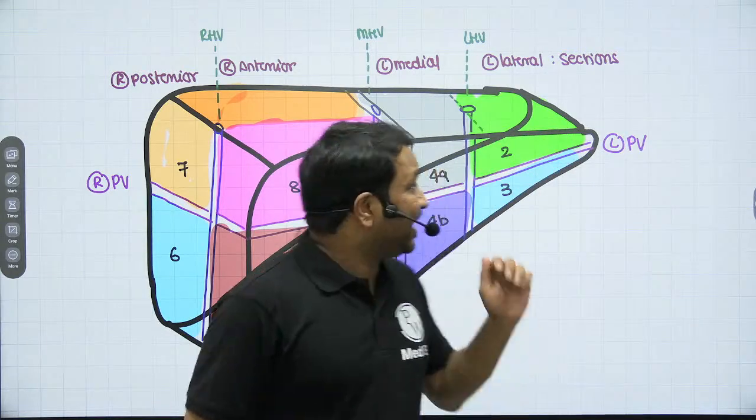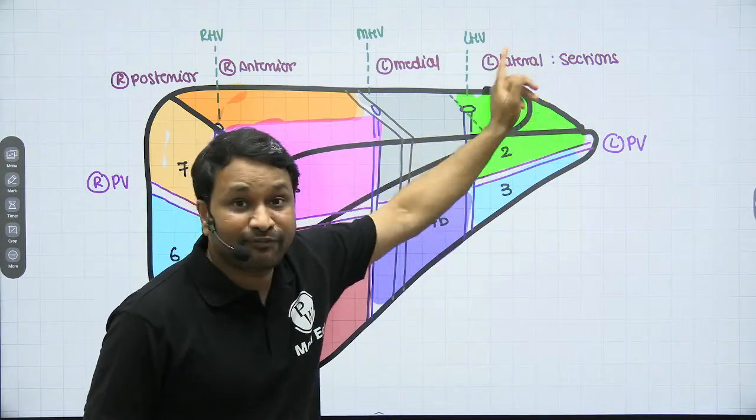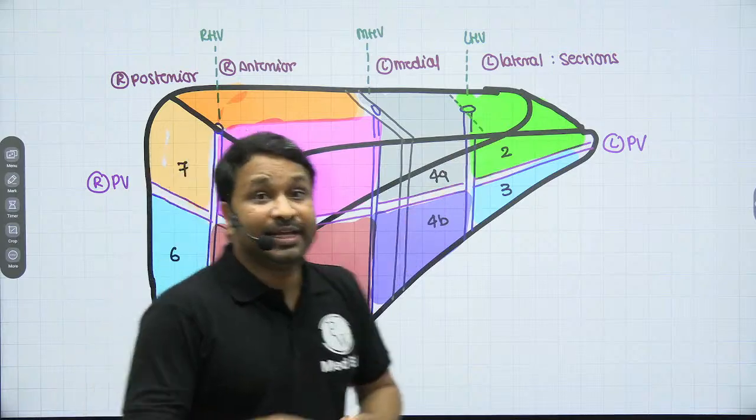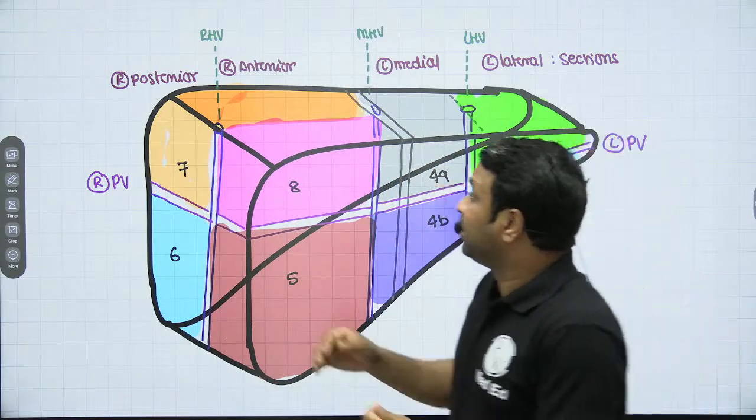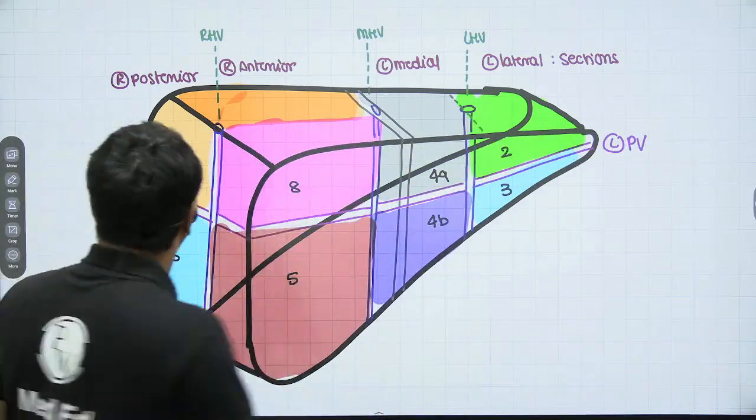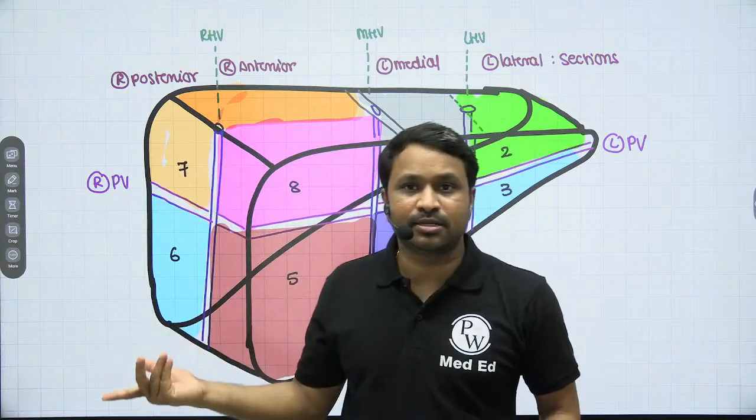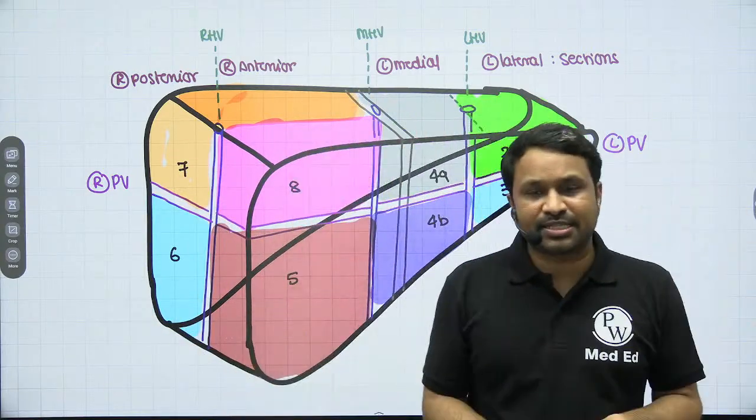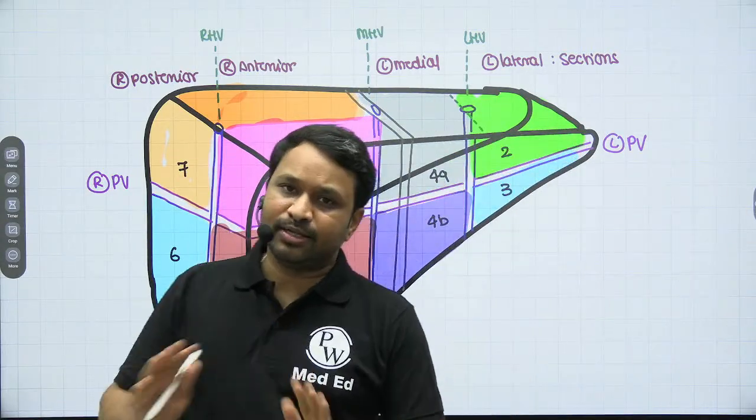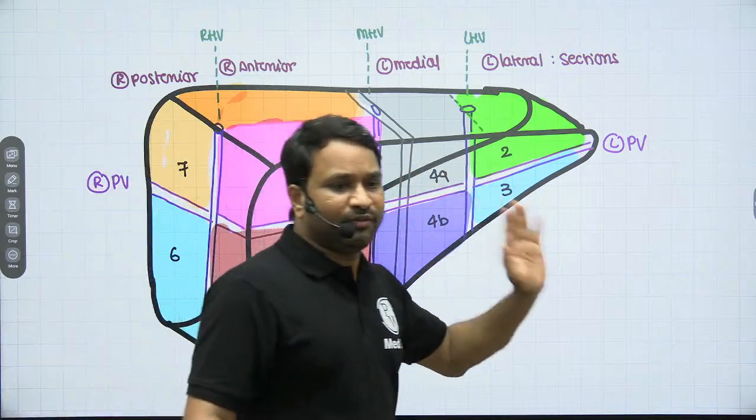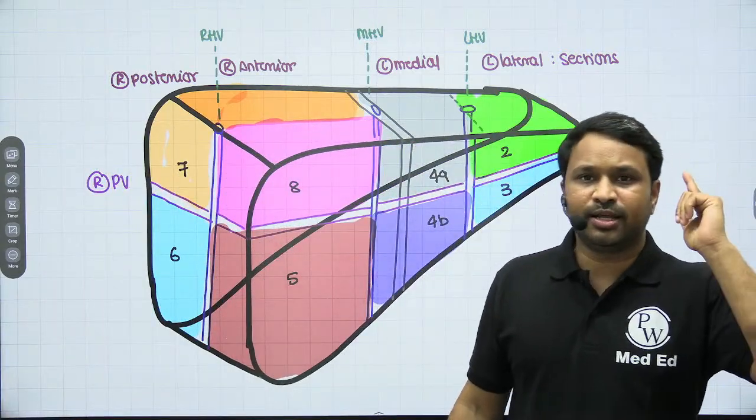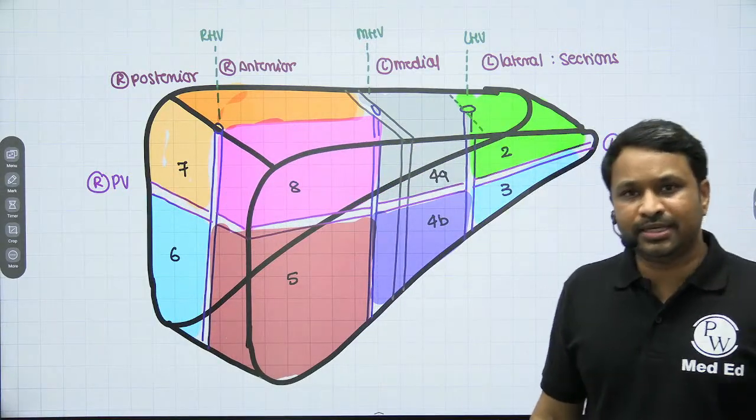Now you will say that in left lateral section, what are the segments? 2, 3. Left medial section में क्या है? 4A, 4B. Right anterior में क्या है? 5, 8. Right posterior में क्या है? 6, 7. That's it. ठीक है? So if you get this as a gist, that is all that you need to know with respect to your liver anatomy. If this is sorted, there is nobody who can challenge you in these sort of questions.